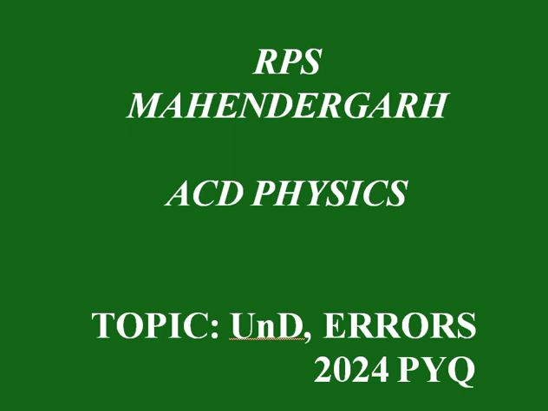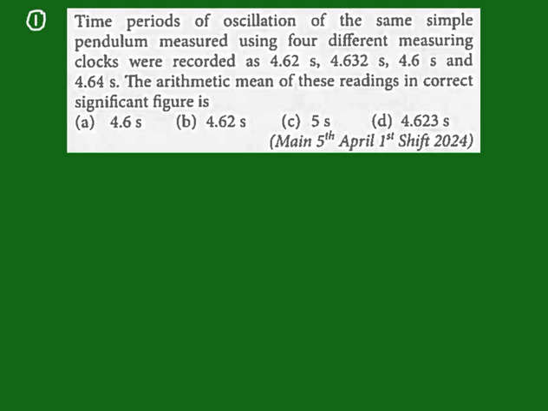Dear students, myself Abhishek Dubey, and I will discuss questions asked in IIT JEE Mains from the topic units and dimensions and errors. So let's start with question number 1, in which the time period of oscillation of a simple pendulum is recorded 4 times and the recordings are given. We have to calculate the arithmetic mean of these readings in correct significant figures.